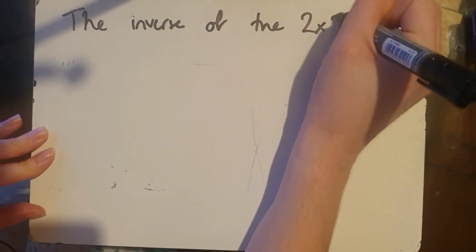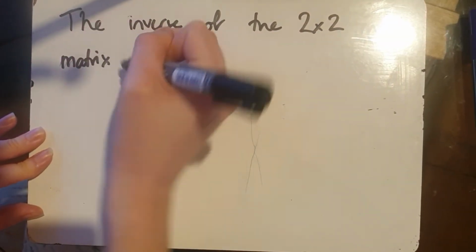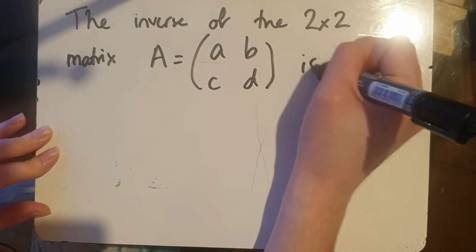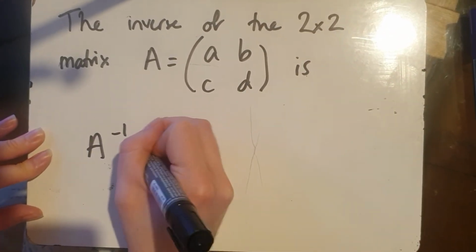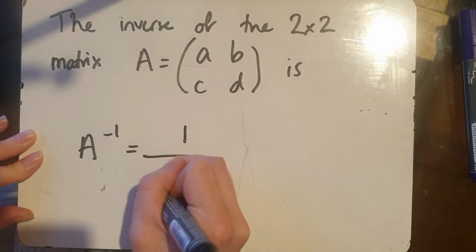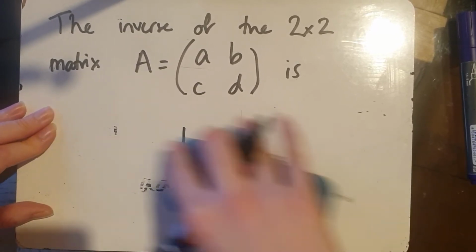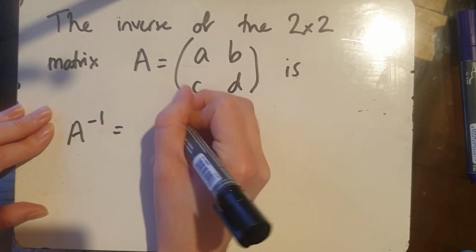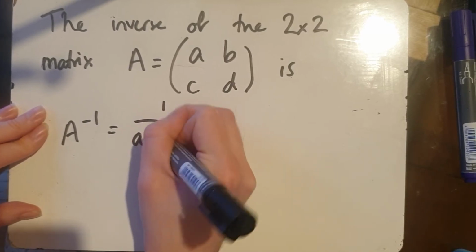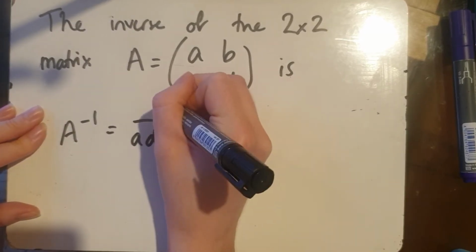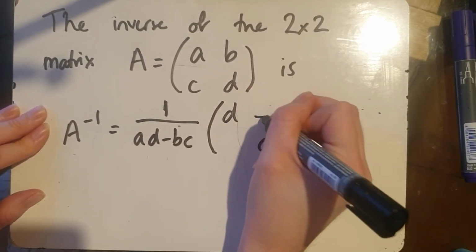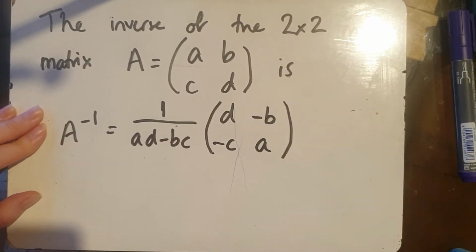So the inverse of the 2 by 2 matrix A equal to A, B, C, D is A inverse equals 1 over AD minus BC, multiplied by D and A swap places and B and C both become negative.